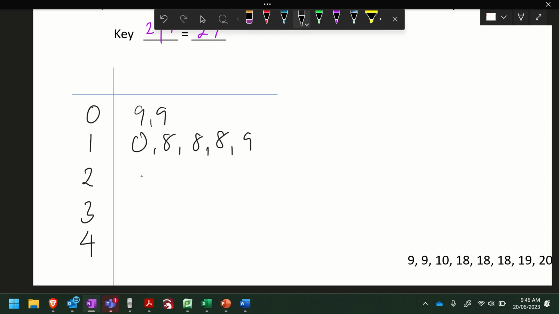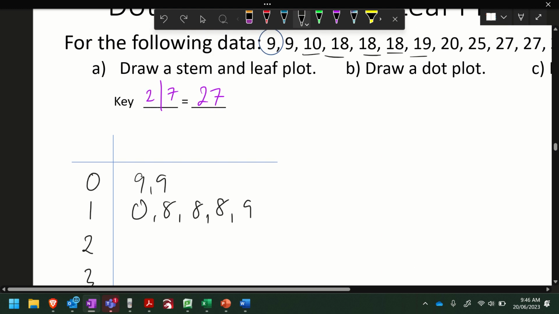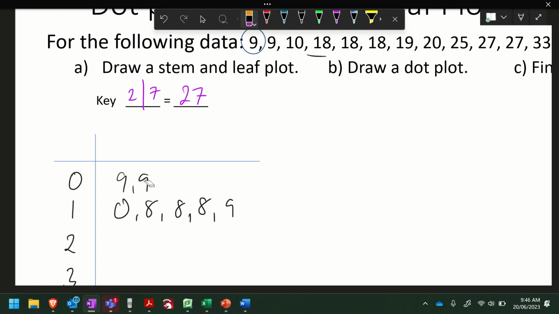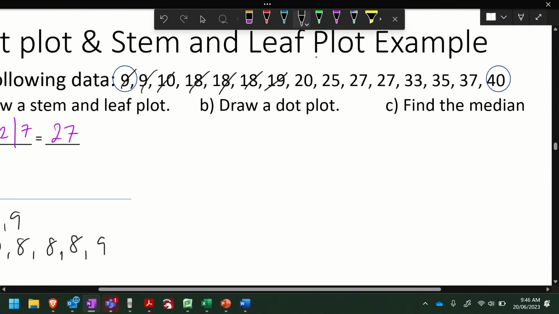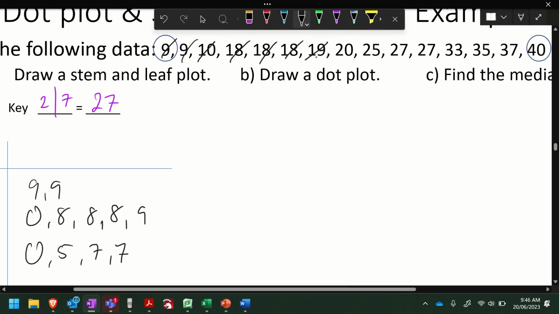Cross them out as you go, it helps, because if you just leave them like this, you might get them mixed up. Or space them out a bit so you're not getting confused. Alright, so I've done those. Again, cross them out as you go so you know that you've done those numbers. Next one, you got a 20, 25, 27, 27. So 20, 25, 27, and 27.